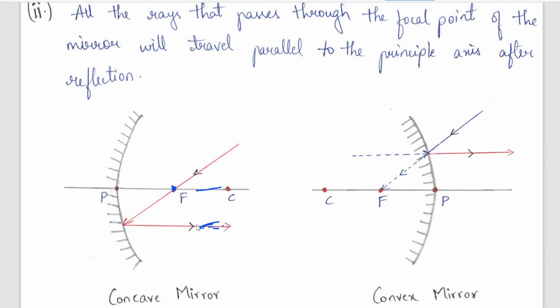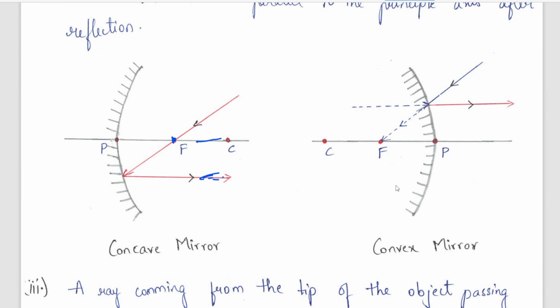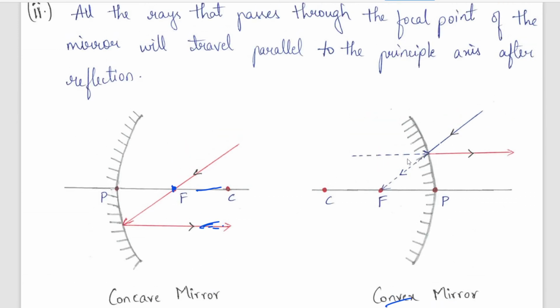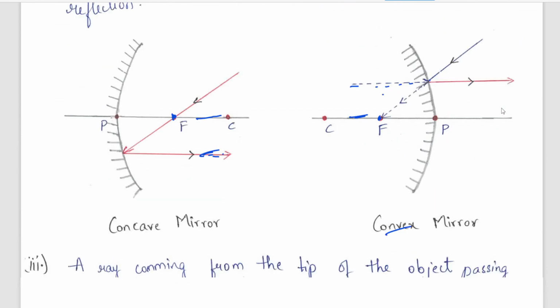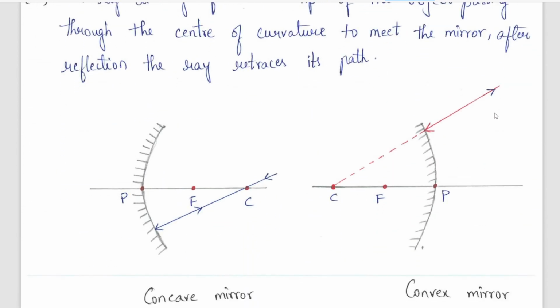Yes, it is traveling parallel to the principal axis, and this is in case of a concave mirror, and in case of a convex mirror it is also the same. You can see this is again a reflected ray, and if we extend this backwards it is meeting the focal point and it is again reflecting back like this, and it is parallel to the principal axis. So this is the second rule.